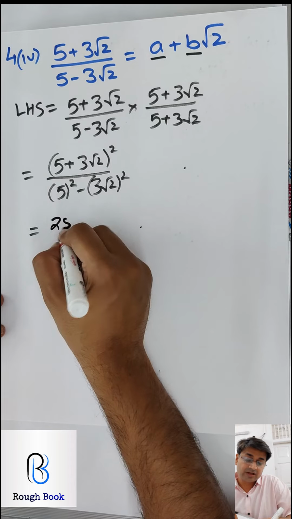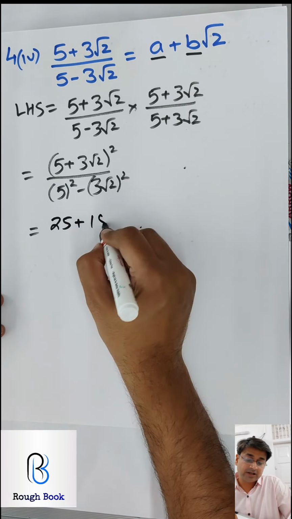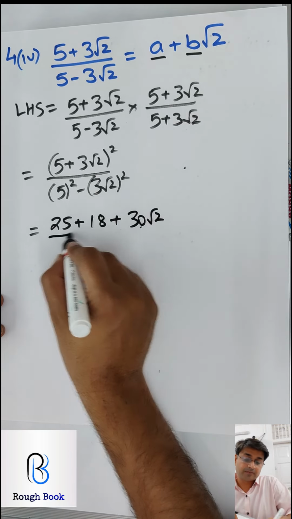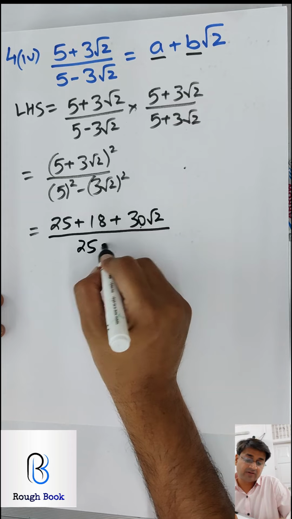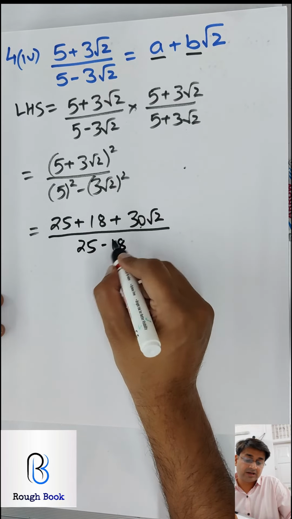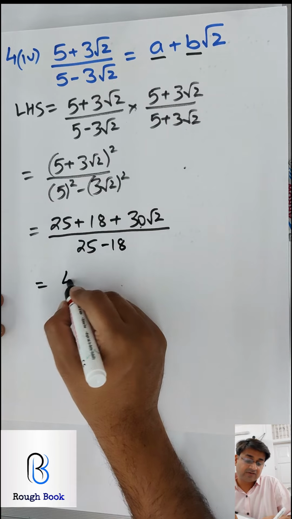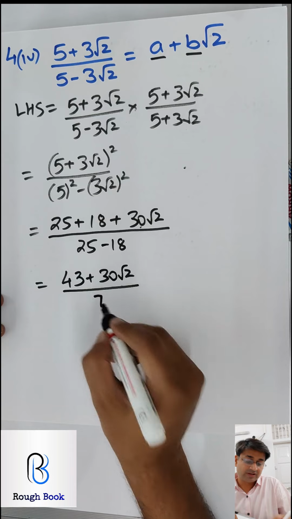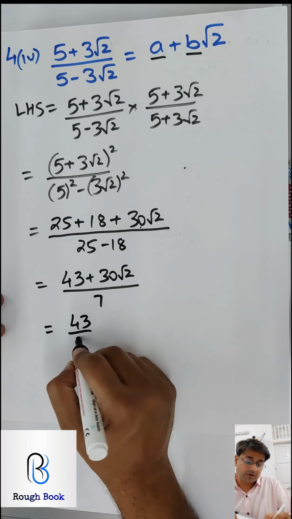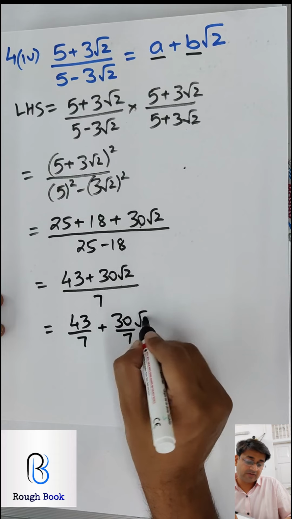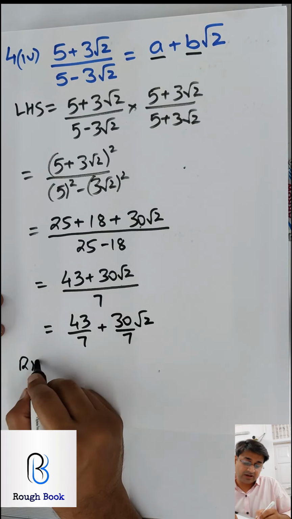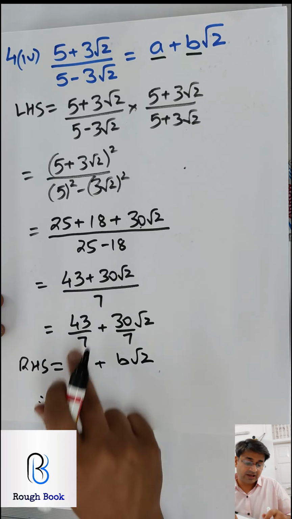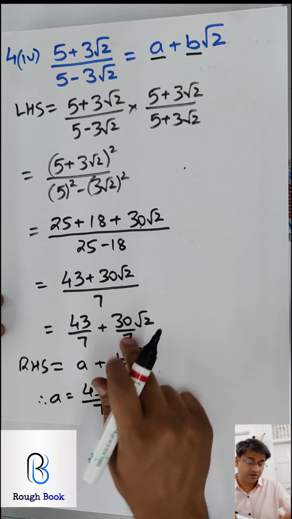So a square, 9 into 2, 18, plus 5 2s are 10, 10 3s are 30 root 2 upon 25, minus 3 square 9, 9 into 2, 18, correct? So 25 plus 18, 43, plus 30 root 2 upon, the difference over here is going to be 7. So now 43 upon 7, 30 upon 7 root 2. I am splitting this and now we can compare with the RHS, which is a plus b root 2. So therefore what is your a? 43 upon 7, and what is your b?